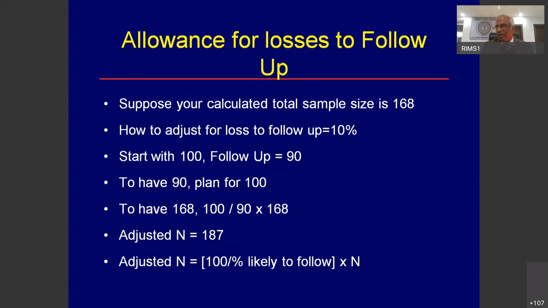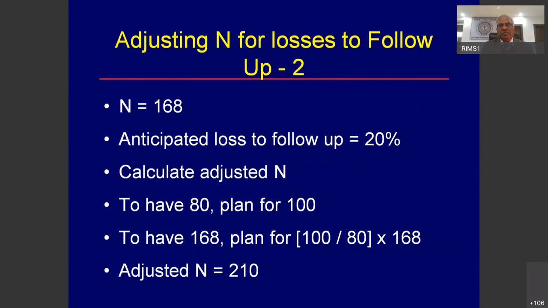So suppose there is 20% loss to follow-up, then how much will be the adjusted sample size? Can you calculate? Suppose you have calculated your requirement is 168, total sample size 168, obviously 84 per group. And you think there will be 20% loss to follow-up. So what will be the adjusted sample size? Two hundred and ten. Yes, you are right. And for those who could not do it, if there is 20% loss to follow up, and to have 80 patients at the end, you have to plan for 100. So to have 168 at the end, you have to plan for 100 by 80 multiplied by 168, which gives you a sample size of 210.